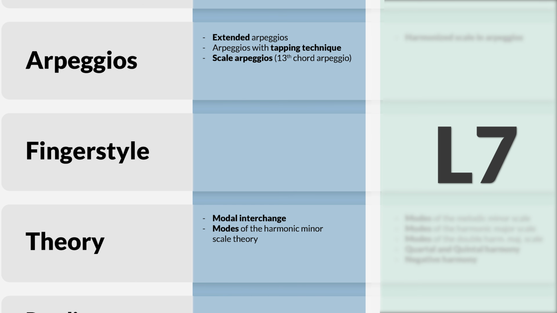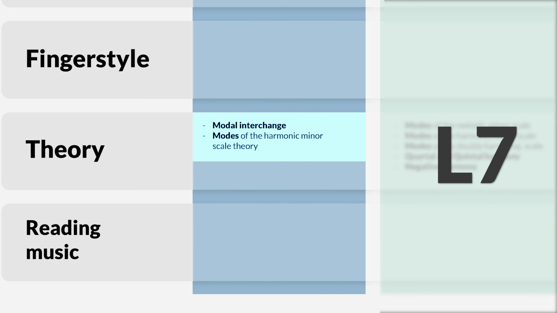The fingerstyle and music reading disciplines have been finished in the previous level, but the theoretical knowledge goes forth with modal interchange, where you borrow chords from other modes, and you learn about the interesting modes of the harmonic minor scale, like the Phrygian dominant scale and the Dorian sharp 4 scale.